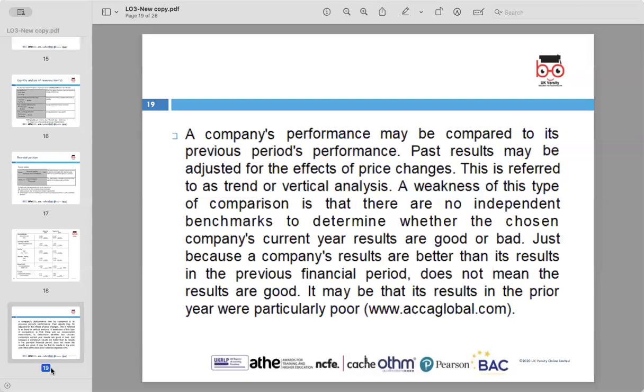Okay, so in financial analysis, understanding how a company's performance changes over time is important for stakeholders to assess its trajectory and make informed decisions. One method used for this purpose is trend analysis, also known as vertical analysis, which compares current financial data with past periods, adjusted for price changes. While trend analysis provides valuable insights into a company's performance trend, it also has inherent limitations that need careful consideration.